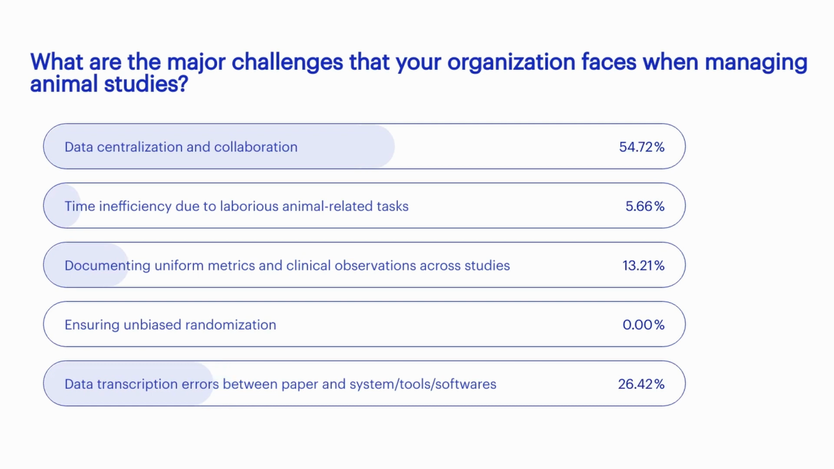Yeah, so it really looks like data centralization and collaboration, closely followed by data transcription errors between paper and the system tools and software that we use. I think we've all experienced having to copy and paste and transpose across different data analysis platforms. But this is a large part of the reason why we're delighted to introduce the newest addition to the Benchling R&D Cloud, which is Studies.